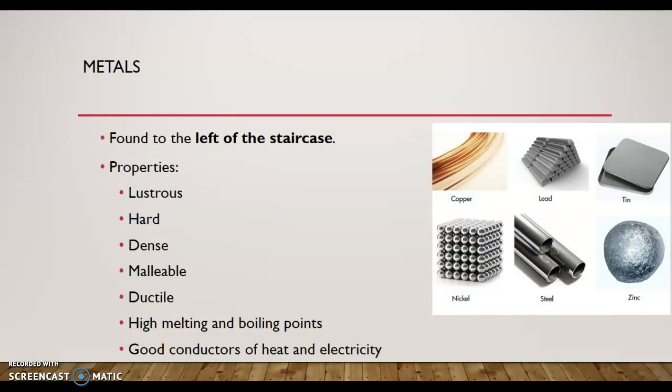I want you to go ahead and write down the properties of all metals. So they are found to the left of the staircase. They are lustrous, meaning they're shiny. They're generally hard, although not all of them are hard. They're very dense. They are malleable, which means that they are moldable. They are ductile, which means you can draw them out into wires. And generally, they have high melting and boiling points.